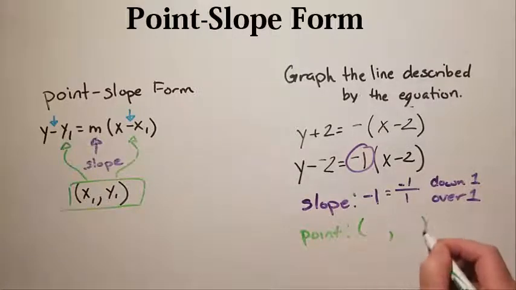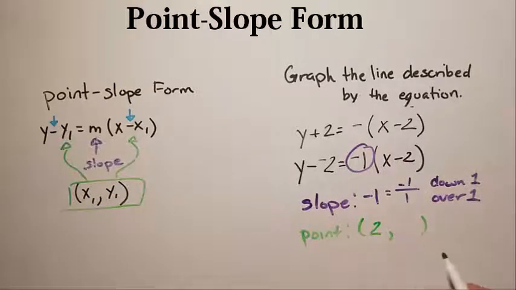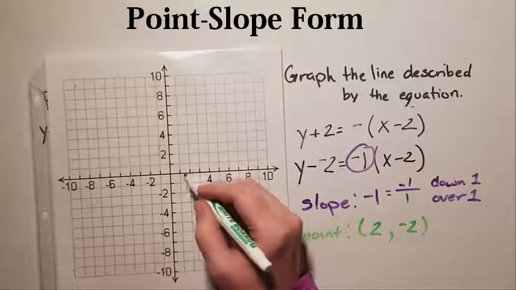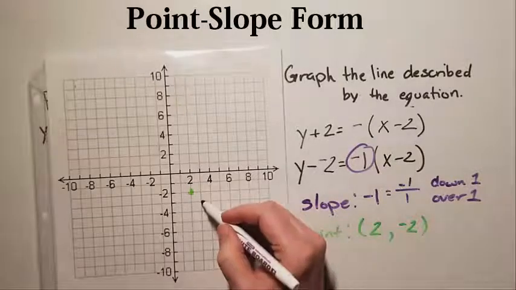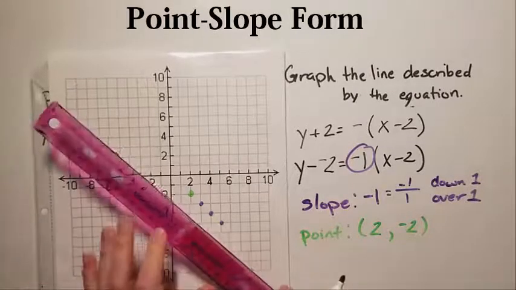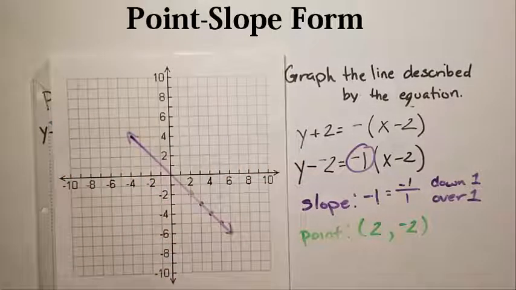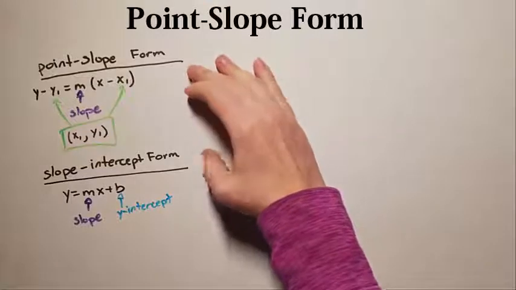I needed my xy coordinate point. For the x, I'm subtracting my x value, so I'm subtracting 2. For my y, I'm subtracting my y value, which meant I was subtracting negative 2. So now we need to graph it. So here's my graph paper. We should start at the point 2, negative 2. And the slope tells us how we get all our other points. We're supposed to go down 1 over 1, down 1 over 1, down 1 over 1. So now that I have several points on my graph paper, I can go ahead and connect them. And then I'm done.